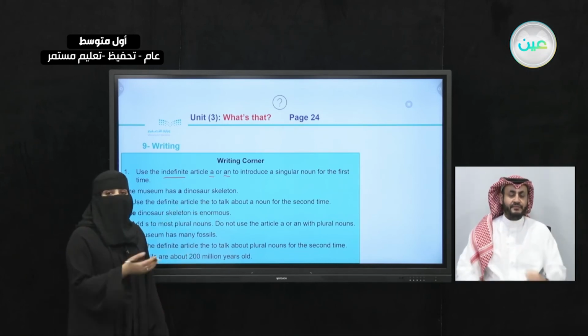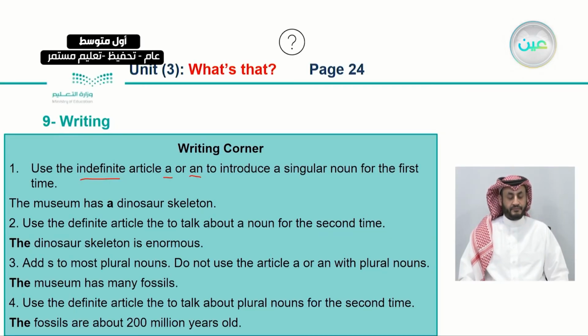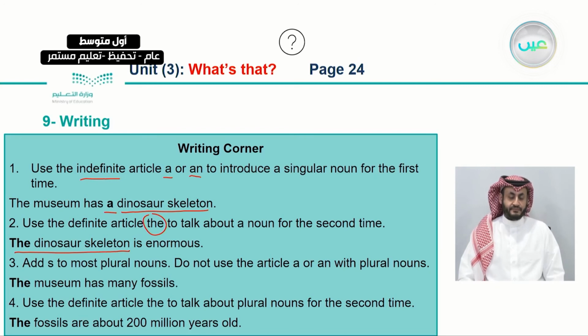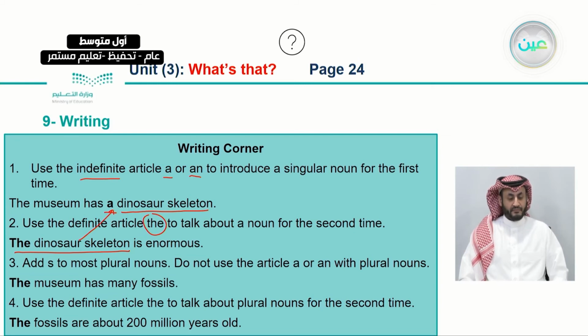But what happens if I add more information and I want to talk about the same place for the second time? Let's look and see. The museum has a dinosaur skeleton. I'm introducing the item for the first time. It's for my readers, right? Use the definite article the to talk about a noun for the second time. The dinosaur skeleton is enormous. Which dinosaur am I talking about? The first one I was mentioning in my paragraph.